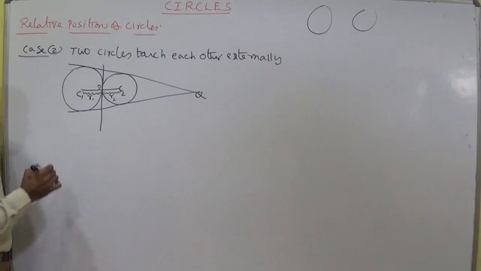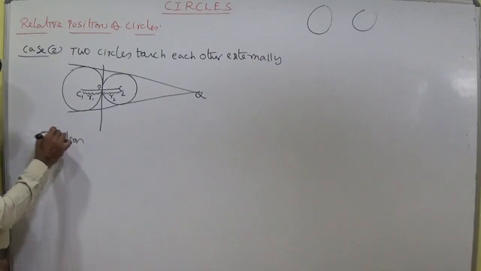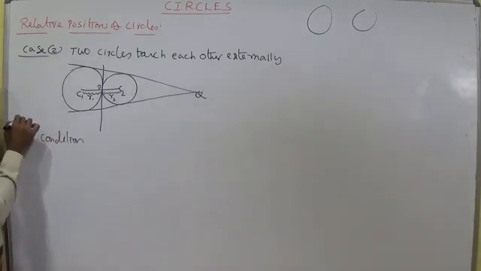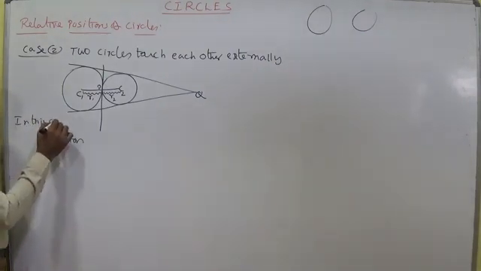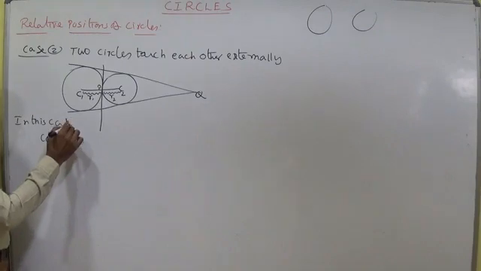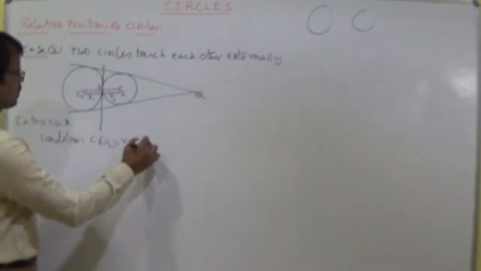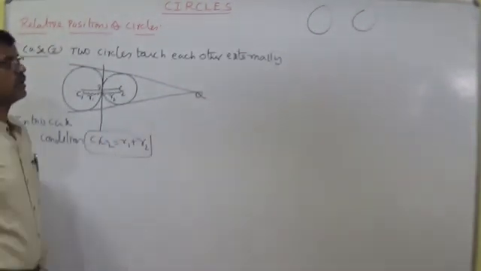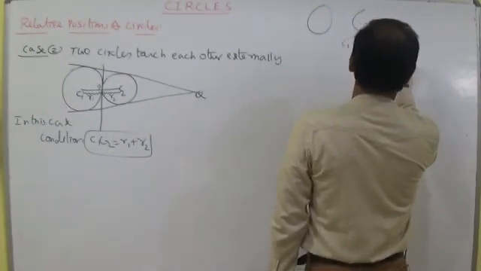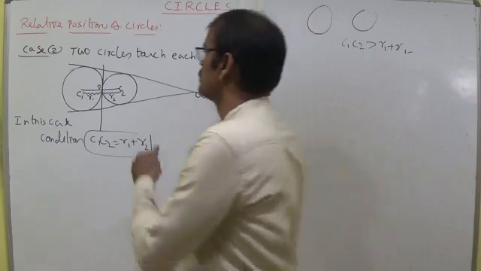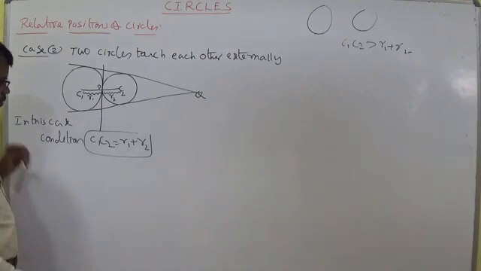So now you can say the condition. In this case, we can write the condition: C1C2 is equal to R1 plus R2. Directly it is visible, directly you can say. In this case, the condition is C1C2 equal to R1 plus R2. In yesterday's class, the condition was C1C2 greater than R1 plus R2. Now, two circles touch each other externally, so the condition is C1C2 equal to R1 plus R2.